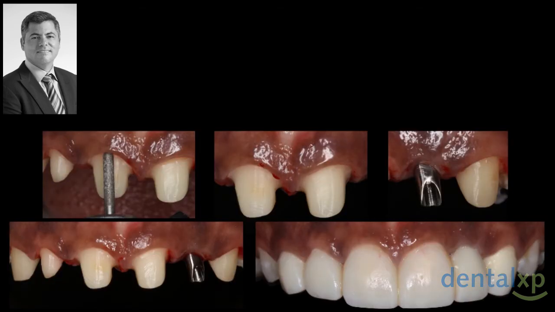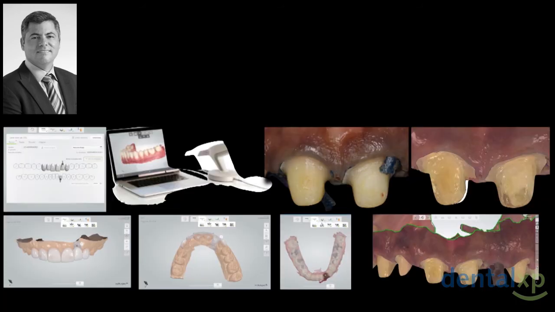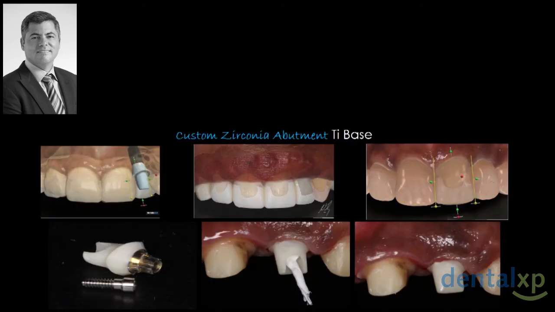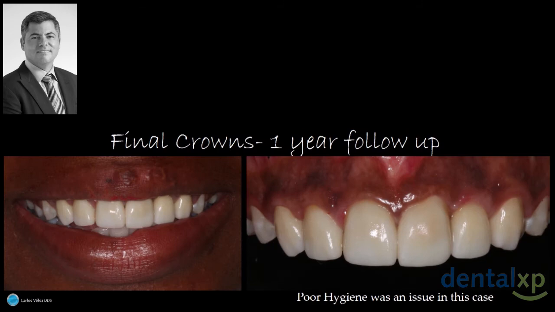So he went through the process of doing everything by the book. Nice clean case. He's into digital technology, so he scanned the case and did the case fully digital, utilizing custom zirconia abutments, utilizing PMMA temporary crowns, and did some beautiful final crowns.